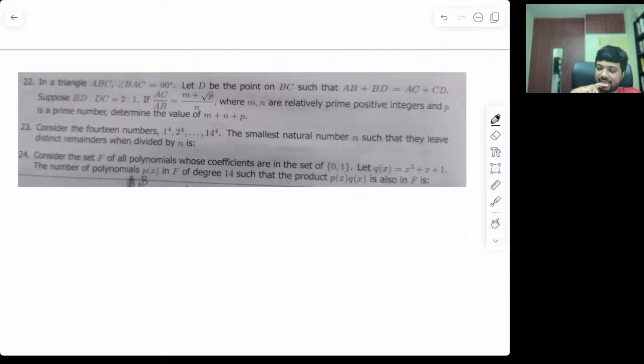Alright, problem number 23. Somebody asked me, hopefully that person is around. Consider the 14 numbers 1 power 4, 2 power 4, up to 14 power 4. The smallest natural number n such that they leave distinct remainders when divided by n is. So you want k power 4 for k up to 14, and you want them to leave distinct remainders when divided by n. Obviously you should cross 14, that's for sure.